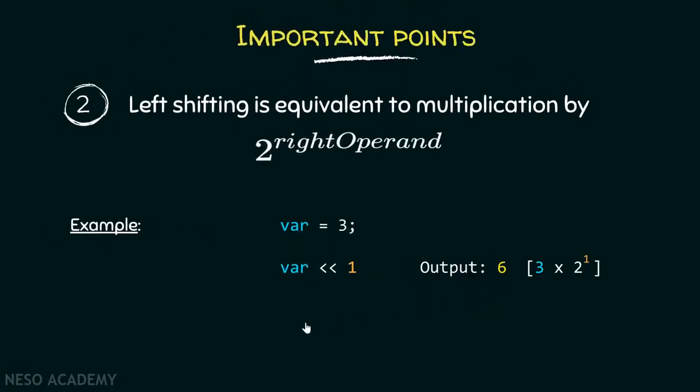Let's consider one more example. Here the value again is 3 and in this case we are trying to shift the bits of the value 3 by 4 positions towards the left. In this case 3 is multiplied by 2 raised to the power 4 because 4 is our right operand. 2 raised to the power 4 is equal to 16 and 16 multiplied by 3 is equal to 48. Therefore, the final result of this particular operation is 48.